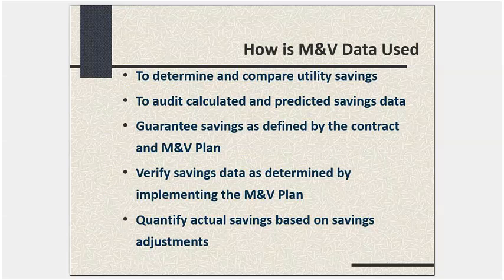Now, there are a number of ways that M&B data gets used. Obviously, there's the one we touched on in the previous slide, determining and comparing utility savings. But it's also to look at the predicted savings data, and then during the audit of savings against predictions, you see what that data is and how it's calculated.